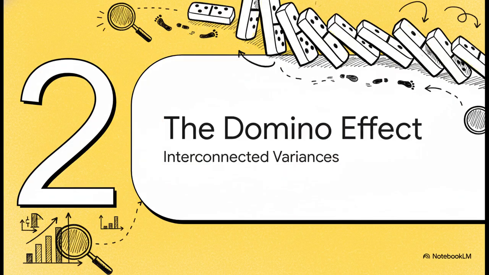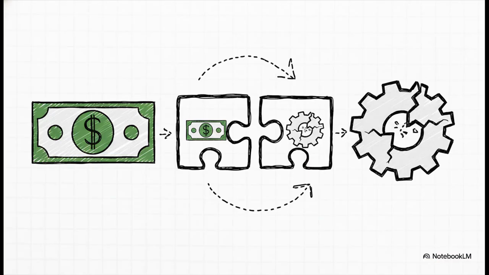All right, let's move on. Because a good detective knows that no clue exists in a vacuum. Variances are almost never isolated events. They're connected, they're interconnected, like a chain of dominoes, and you have to see the whole chain to really get what's going on. And this brings us to a really important exam keyword. Write this one down. Interdependence.